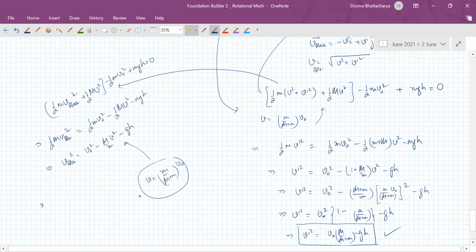Okay, and the rest of the things is kinematics from this point onwards. Once you get this v prime, you can see that the maximum height to which it will rise is v prime squared by 2g, by kinematics. Yes.